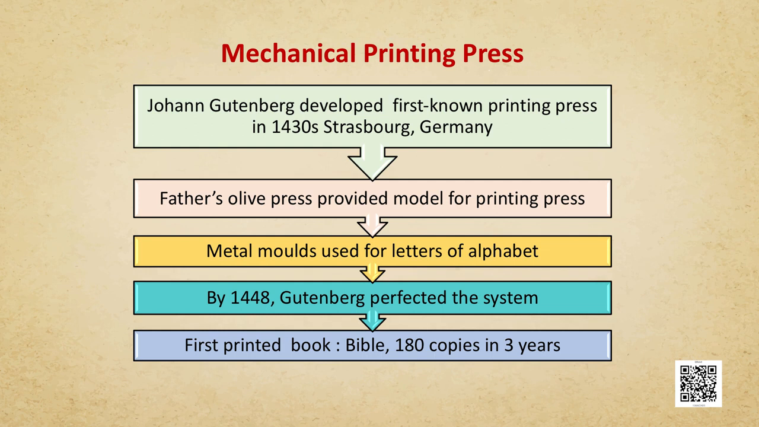By 1448, he perfected this system of the mechanical printing press and the first book that he printed here was the Bible, but mind you, it took him 3 years to print 180 copies of the Bible. But by the standard of that time, it was a great development in the field of print.